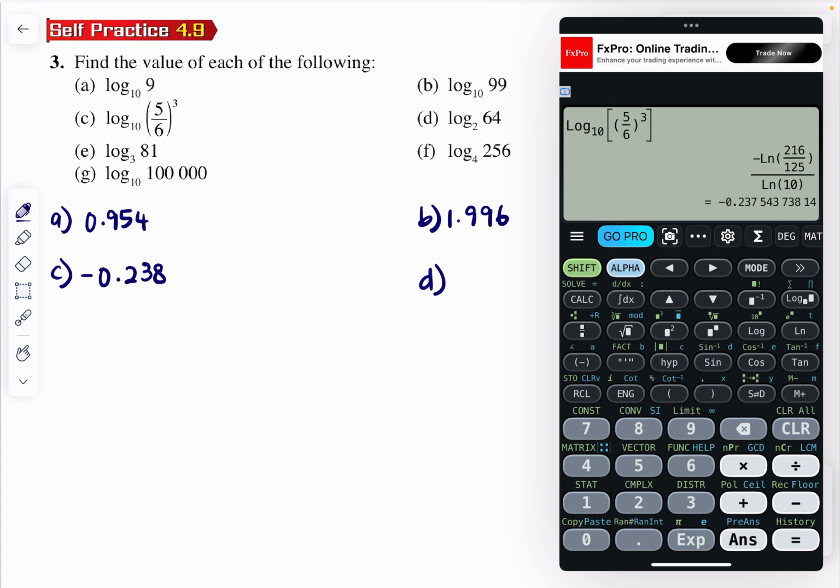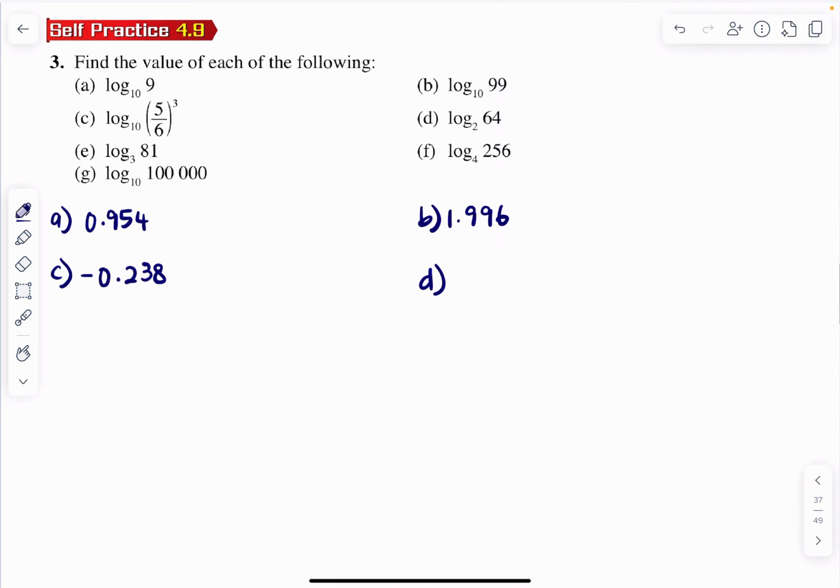And D, log 2 64. Okay, here we can reduce. So 64 is 2 to the power of 6. So log 2 64 can be written as log 2 to power 6. So 6, we can bring it down. This will become 6 log 2 2. And log 2 2 is just 1. So it's just 6. Okay, it's basically 6 times 1.